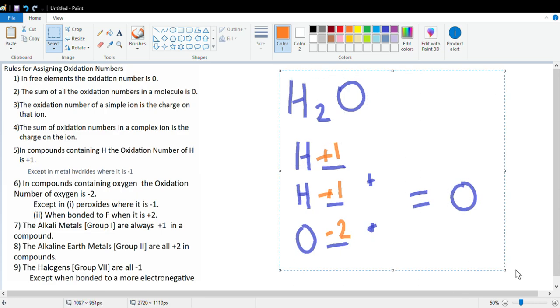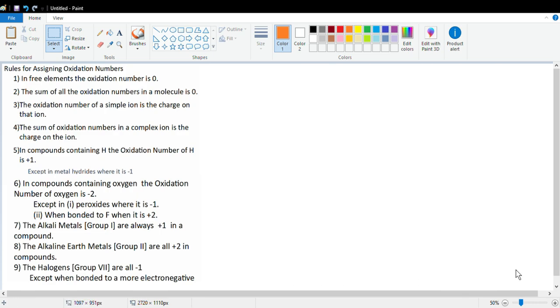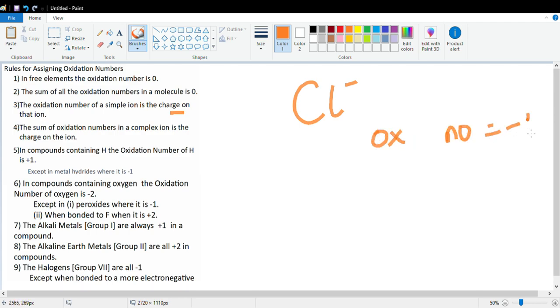Rule number 3, the oxidation number of a simple ion is the charge on that ion. Simple ion, for example, the chloride ion: it's equal to the charge on that ion, so the charge is -1, so the oxidation number is -1. Another one, Fe3+, the charge is 3+, so the oxidation number is +3.